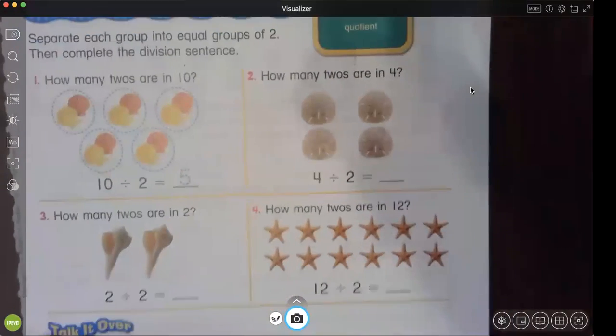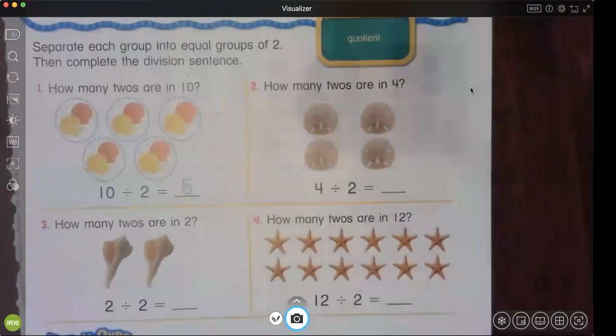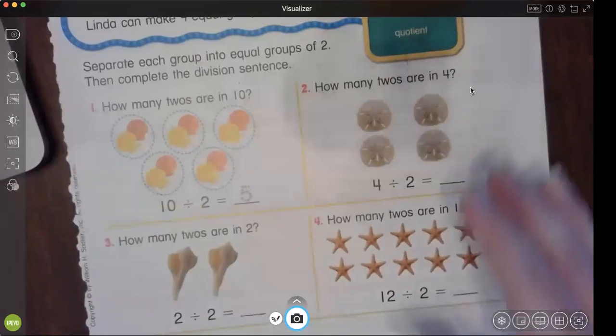All right, let's do number 1, 2, 3, and 4 together. And then if you feel comfortable, you can pause it and try it on your own, and then come back and check and make sure you got them right. Okay, but number 1's done for you. How many 2's are in 10?